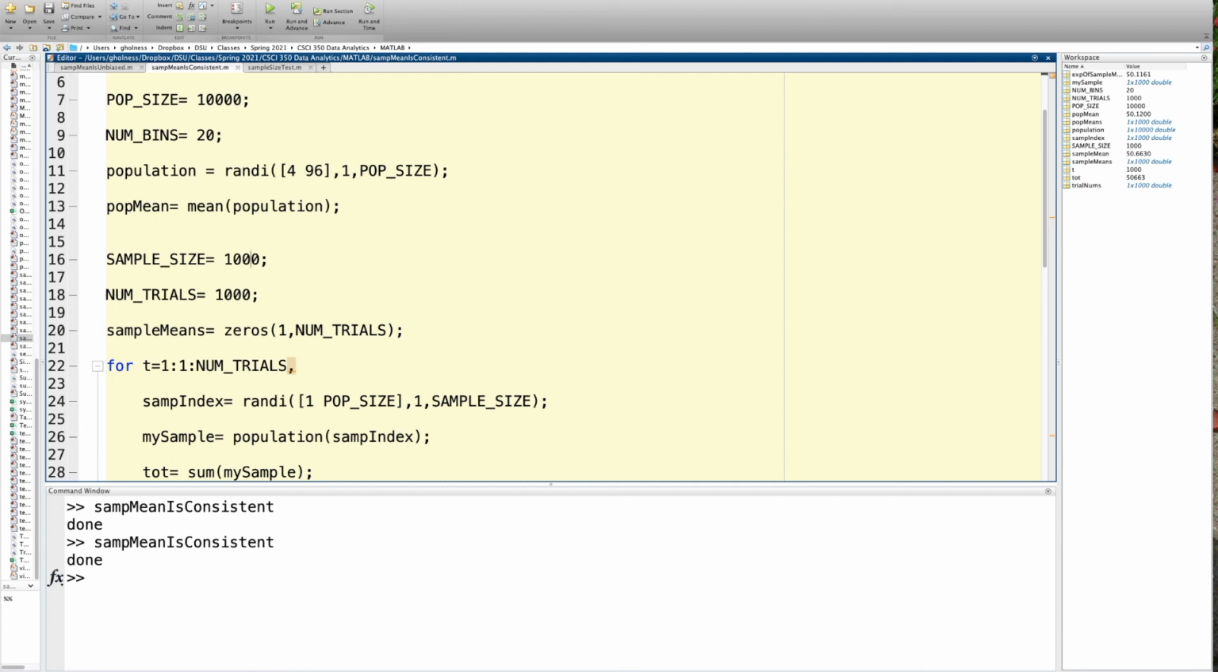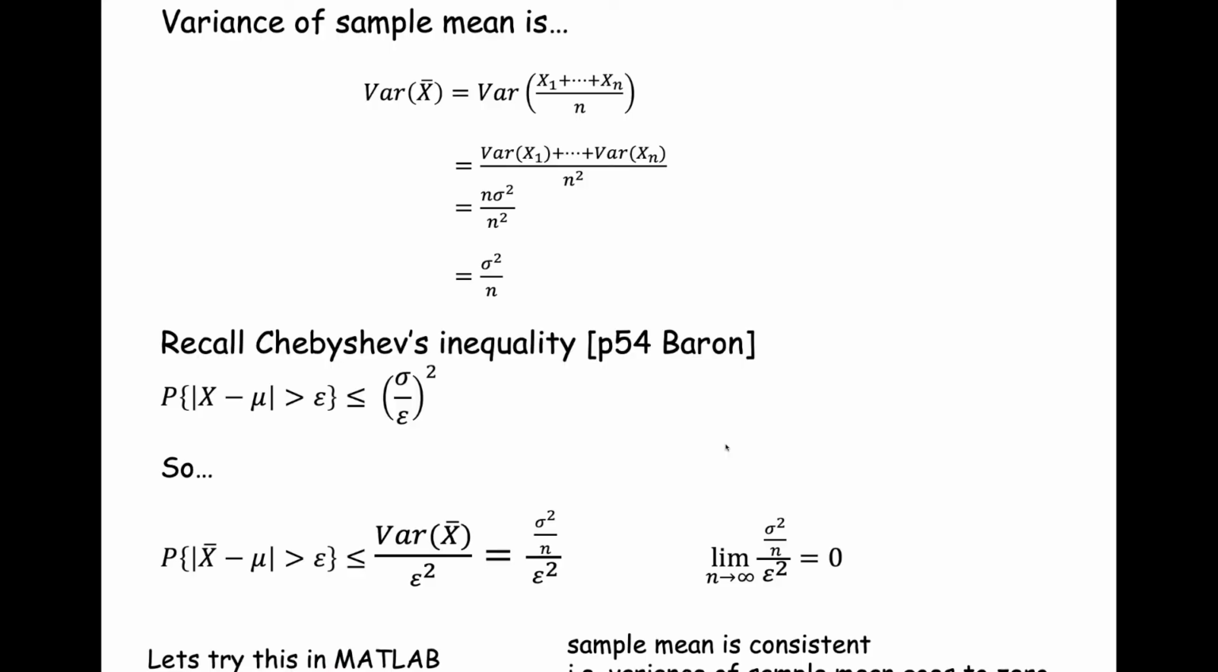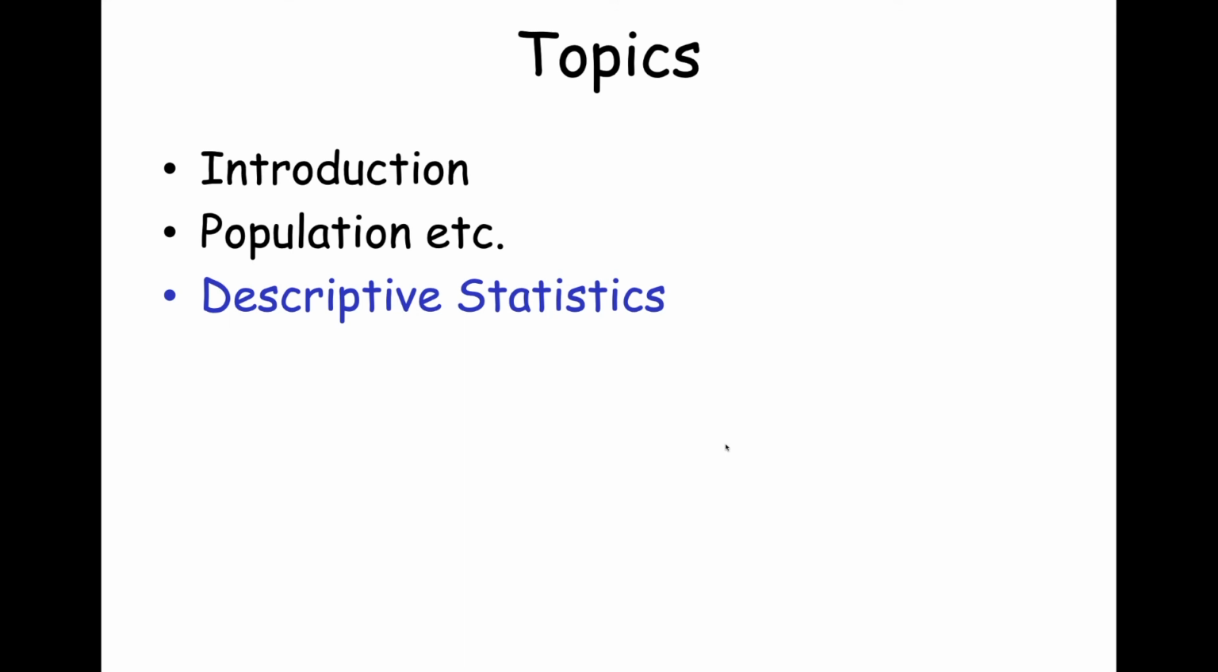All right, so let's go back to PowerPoint. I will meet you back in PowerPoint. So we just demonstrated in MATLAB in action what consistency means. So this ends what I had to say for descriptive statistics. We talked about what a population is. We talked about the sample mean. We looked at what bias means. We looked at what unbiased and consistency mean, and we visualized it and got some experience seeing it in action in MATLAB. So with that, we'll end there.